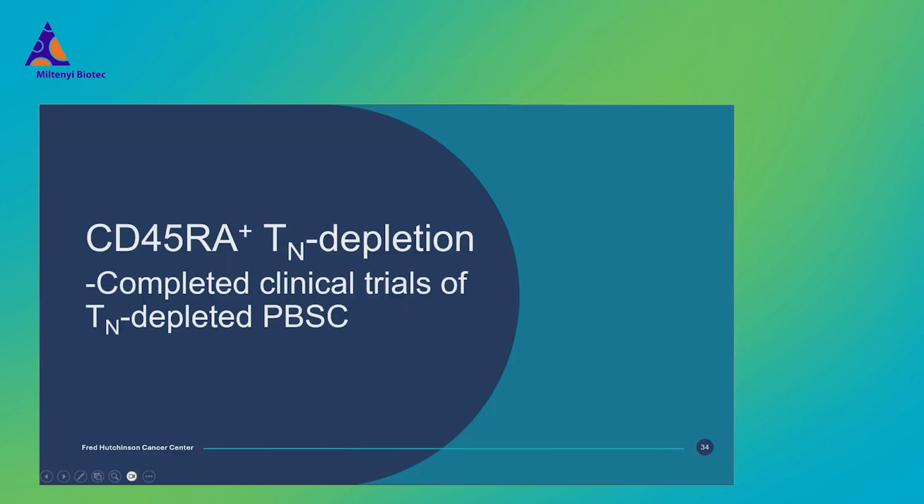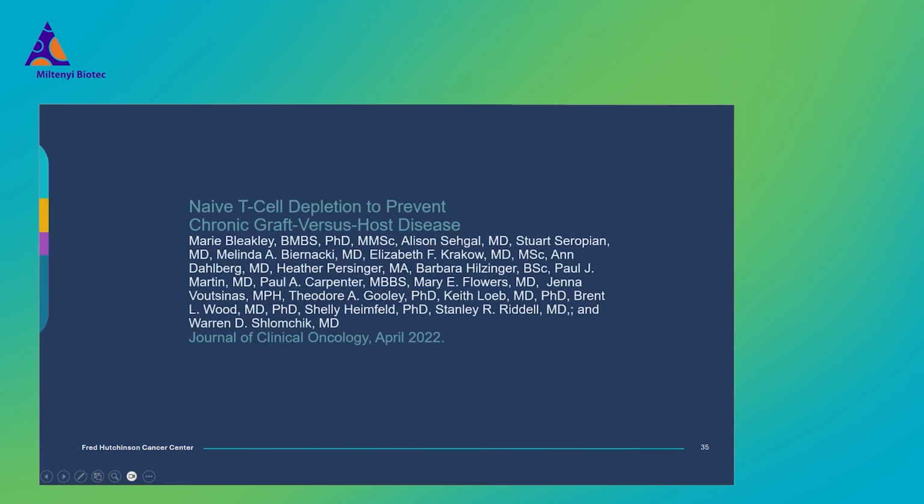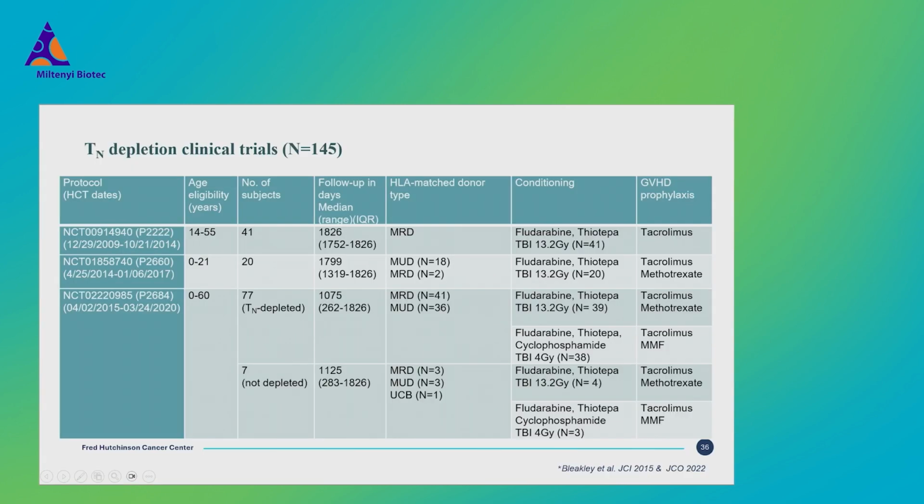We then went on to perform a series of three single-arm clinical trials, and these were published together in the Journal of Clinical Oncology in 2022. And I'll just summarize that paper. So we evaluated a total of 145 patients in the three clinical trials. In the first trial, which we call 2222, we evaluated patients with HLA-matched related donors, used myeloablative TBI-containing conditioning to ensure engraftment, and tacrolimus monotherapy was given as GVHD prophylaxis.